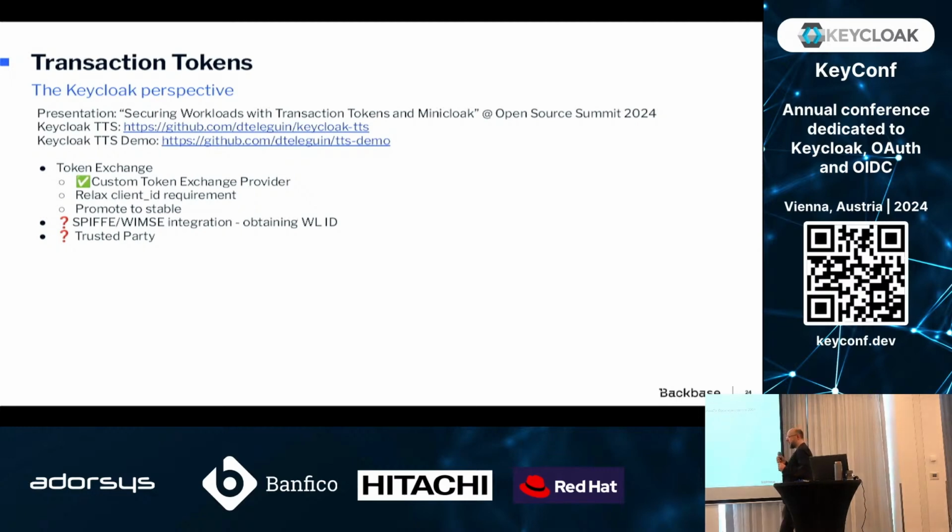There are a couple of problems with our token exchange. Probably you are aware of that. For example, the client ID is required by our implementation of token exchange, but the transaction token spec says nothing about client ID, so it is not required. So it should be relaxed. And yes, of course, we need one day to promote our token exchange feature to stable.